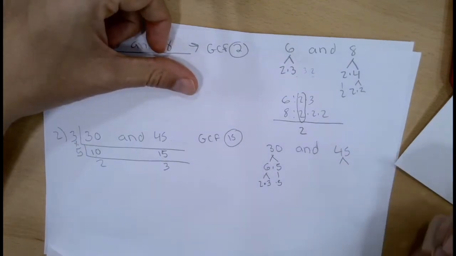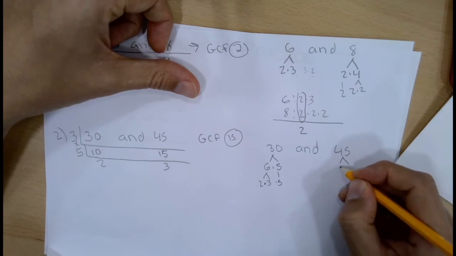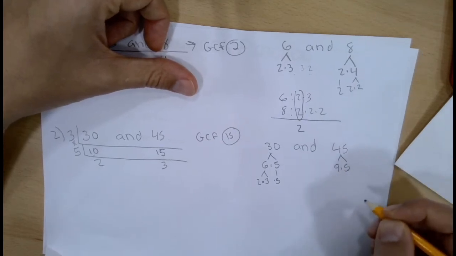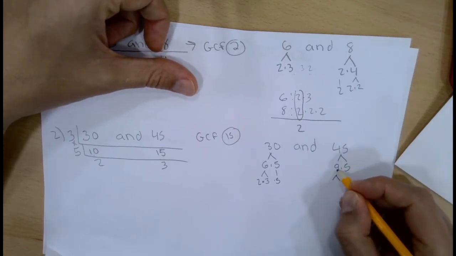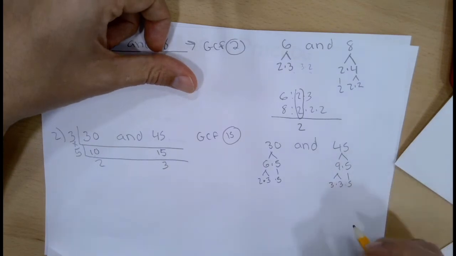Okay, so now I've got it into all primes. Now, I'm going to break this down further. 9 is a composite number, and I have 3 times 3 times 5.